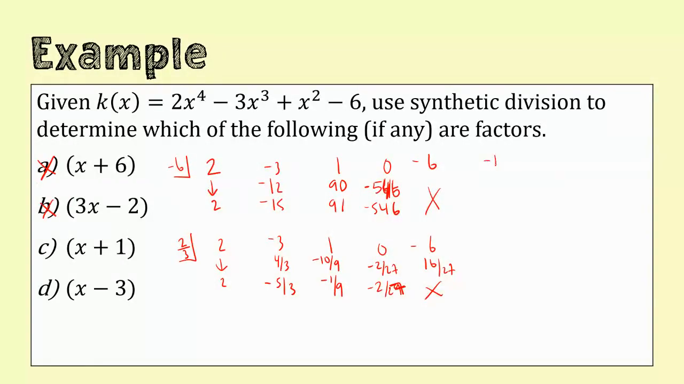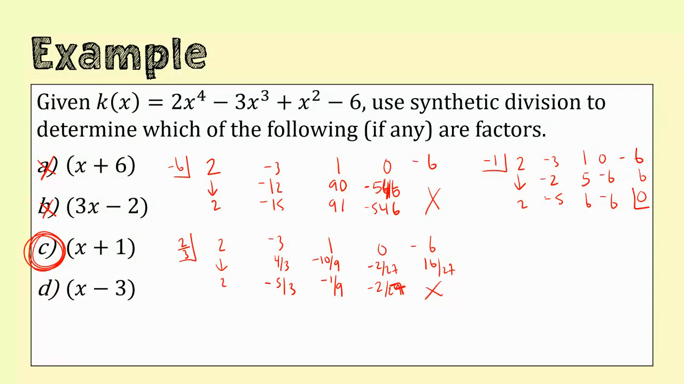Let's try -1. 2, -3, 1, 0, -6. 2, -2. -3 plus -2 is -5. 5, 6, -6, -6, 6, 0. Woohoo! This right here is one of them, right? So, I've now got this.